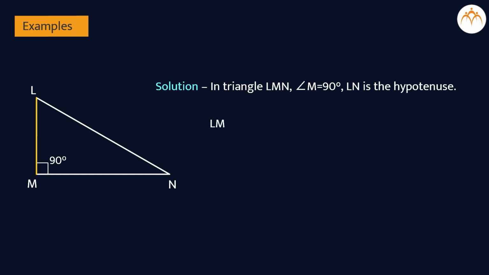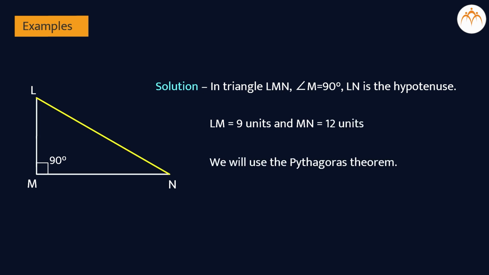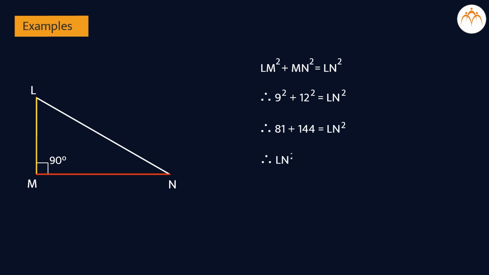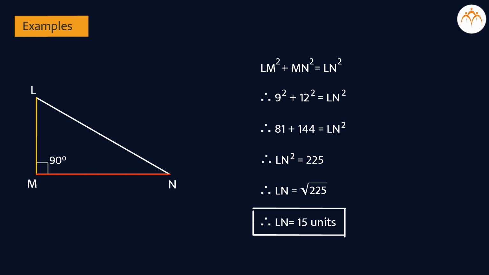Given LM is 9 units and MN is 12 units, we will use the Pythagorean theorem to find the length of LN. LM square plus MN square is equal to LN square. Therefore, 9 square plus 12 square is equal to LN square. Therefore, 81 plus 144 is equal to LN square. Therefore, LN square is equal to 225. Therefore, LN is equal to square root of 225, which gives us LN equal to 15 units.